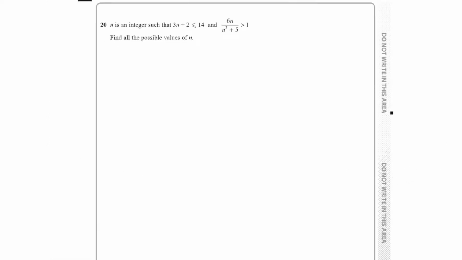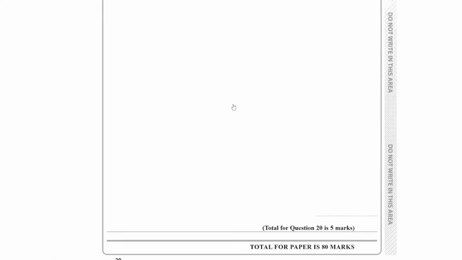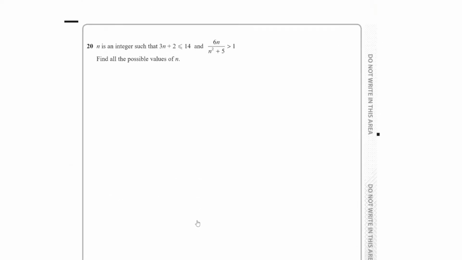Okay, I think this is the last question actually. Question 20, let me check. Yep, last question, another 5 marker. Now, I think this is quite a nice question, if you know what you're doing with inequalities. I think it's quite a nice question.